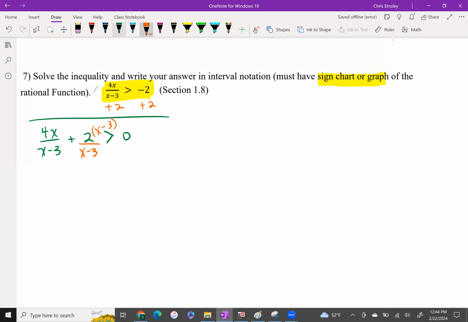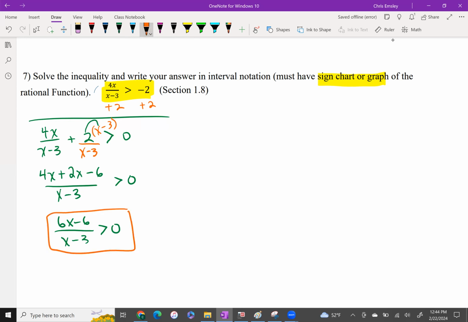Once I do that, they both have x minus 3 on the bottom, so I can just do the arithmetic. I get 4x plus, I'm going to distribute that to 2x minus 6. And then combine your like terms. I end up with 6x minus 6 on the top, x minus 3 on the bottom. And this is what I'm going to use to do the rest of the problem.